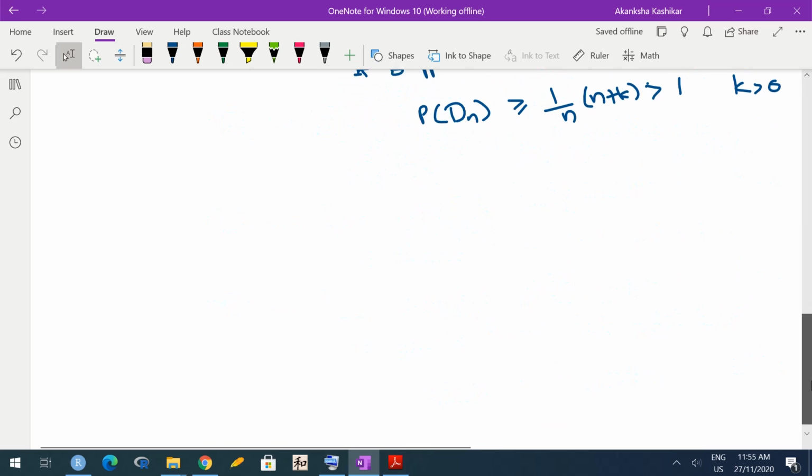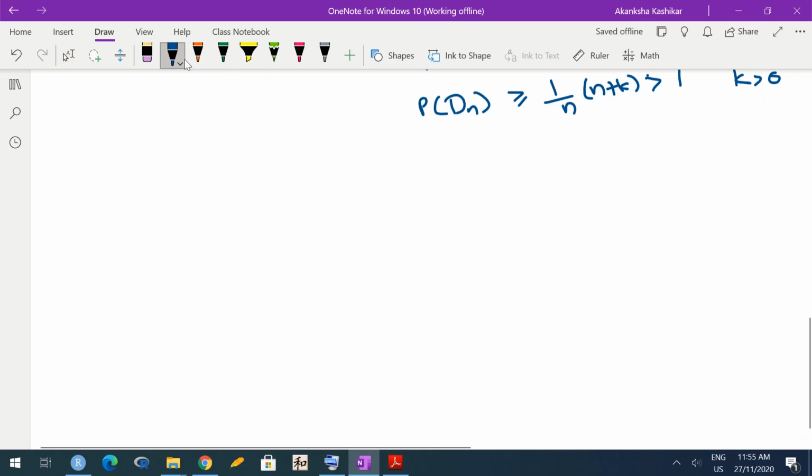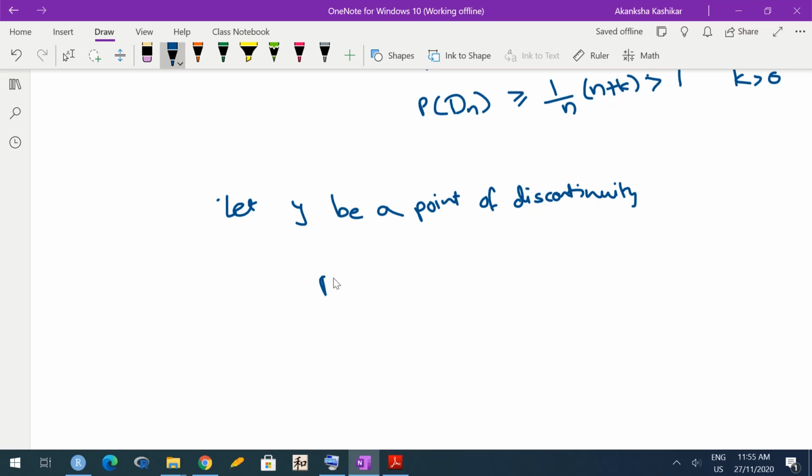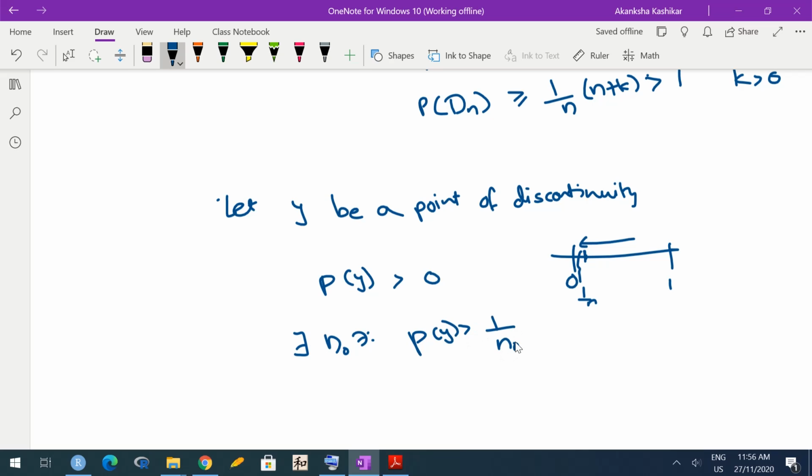Okay, and every point of discontinuity is going to be in at least one of the Dn's. Am I right? Why? Suppose something is a point of discontinuity. So let y be a point of discontinuity. Y is a point of discontinuity means there is a jump at y, so there is a mass at y. So probability of y is strictly greater than 0. And we know, because the sequence 1 by n converges to 0, anything strictly greater than 0 will have to be greater than at least 1 by n. Or you can say even by Archimedean property in your real analysis. There exists some n naught such that probability of y is greater than 1 by n naught.